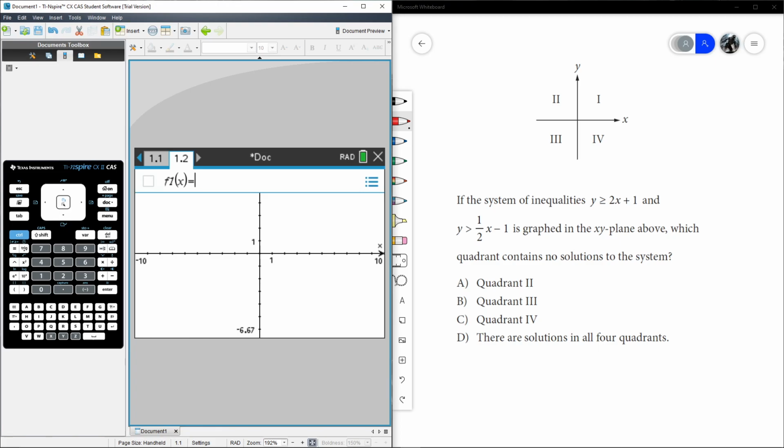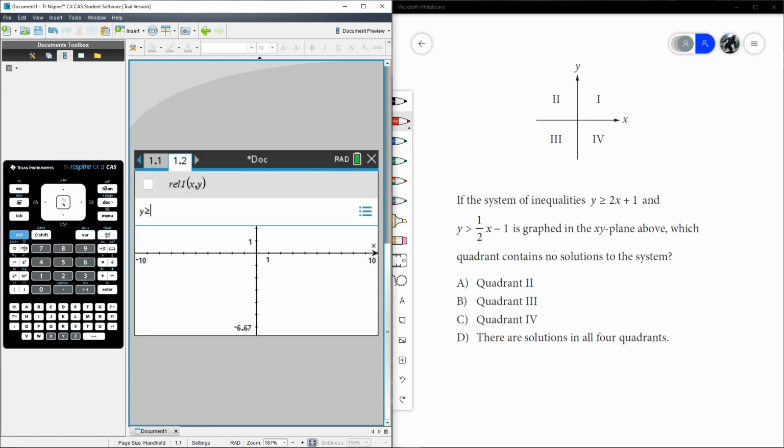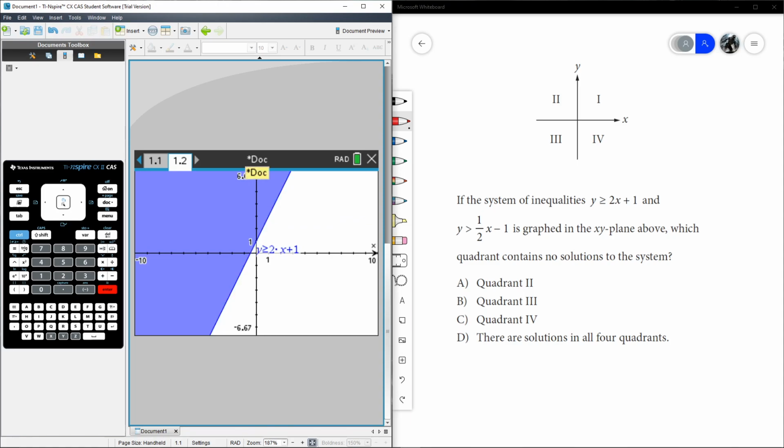But the problem is I don't want y equals. I want y is greater than or equal to. So how do I do that? Well, the trick is to just hit the delete key, and now you have a whole list of options over here. So relation is one that we might talk about later. But in this case, we'll just do y is greater than or equal to. Let's type in 2x plus 1. Enter. And over here, all this shaded part is the solutions.